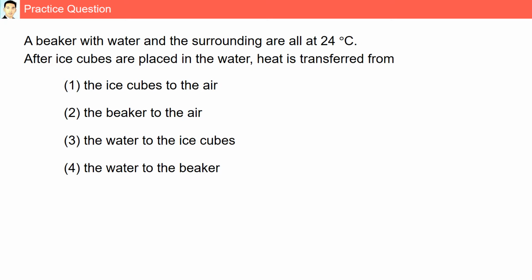Practice question. A beaker with water and its surroundings are all at 24 degrees Celsius. After ice cubes are placed in the water, heat is transferred from. The ice cubes are at 0 degrees Celsius. Therefore, heat energy from the water and the surroundings will transfer into the ice cubes. The answer choice here is choice 3, the water to the ice cubes.